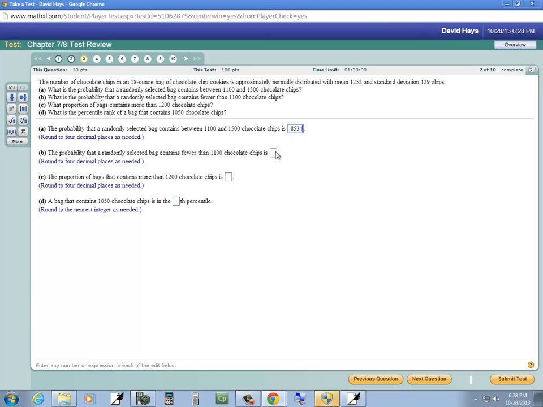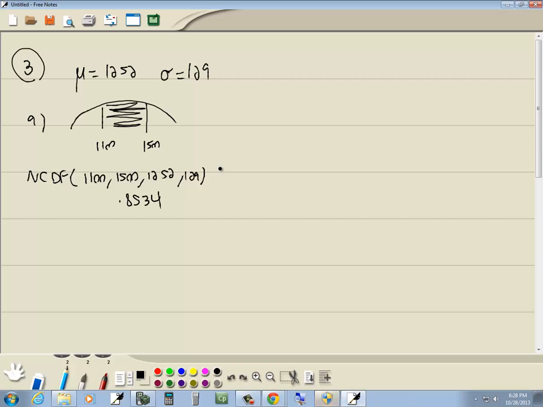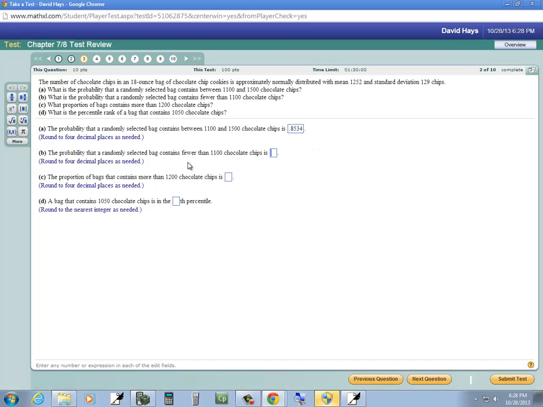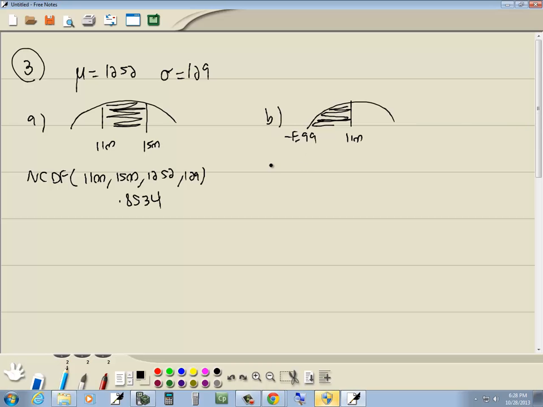Okay, part B. Probability a randomly selected bag contains less than 1100. Here's 1100, shaded this way, and we've got negative E99. It's talking about a randomly selected bag, so it's just our normal CDF: negative E99, then 1100, then our mean, which is 1252, and our standard deviation, which is 129.